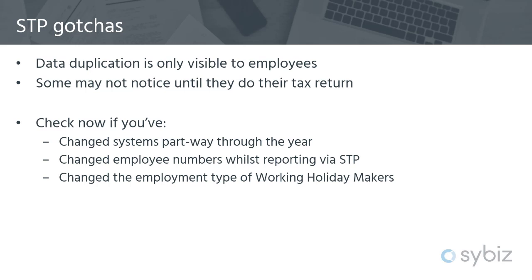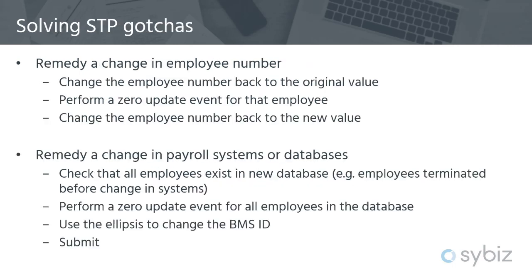So it's a good thing to do now if you have either changed your systems partway through the year, changed employee numbers while reporting under STP, or you've changed the employment type of a working holiday maker. You should get on top of those things now. To remedy a change in the employee number, what you'll need to do is change the employee number back to the original value. And I should just say this is a change within the current financial year. So if they had a different employee number 3 years ago and they've got one now that we changed 2 years ago, it doesn't really matter for this financial year.